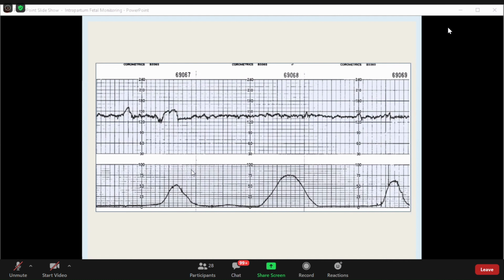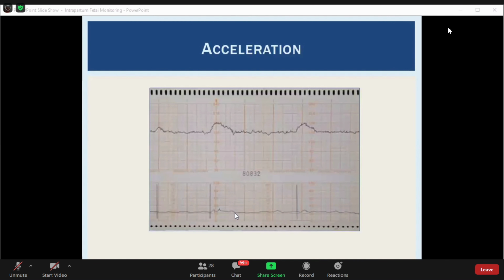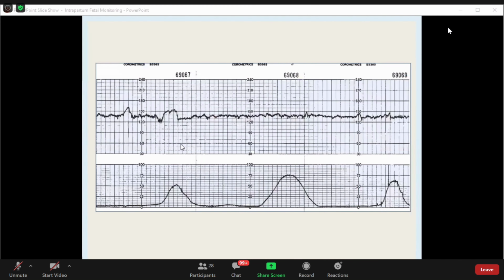So these are both accelerations. Now, in this one, the fetal heart rate accelerated, not necessarily in relationship to the contraction pattern. In this one, you have an acceleration here in relationship to this contraction.